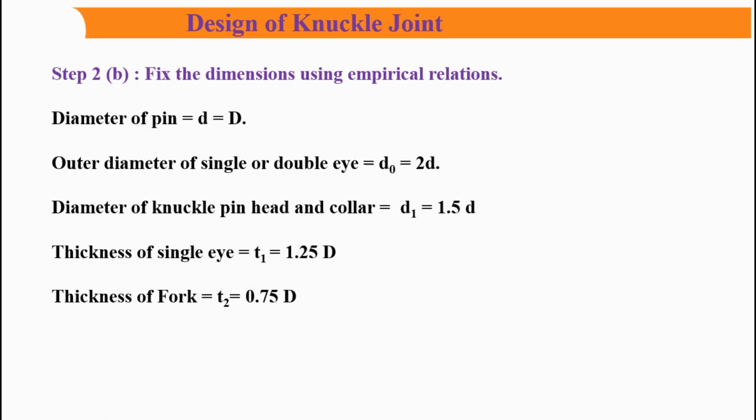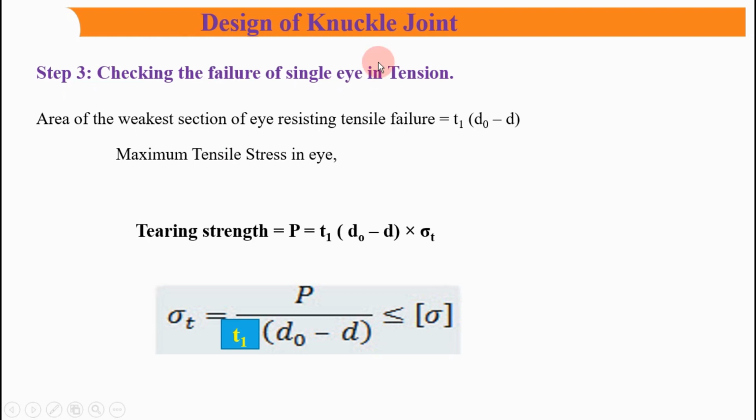Next, let us see. Now we are here on step number 3. Now see what step number 3 tells us. Step number 3 is the checking of the failure of single eye in tension. Now see guys, how can we design? It is very simple to design a knuckle joint. How? We need to check various components of knuckle joint under shear failure, under tensile failure, under crushing failure. I have followed the sequence: tensile, shear, and crushing failure.